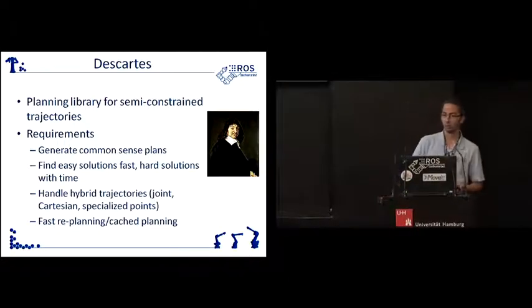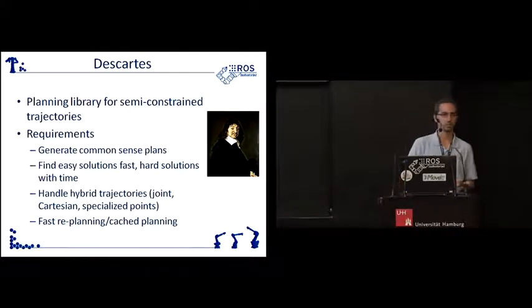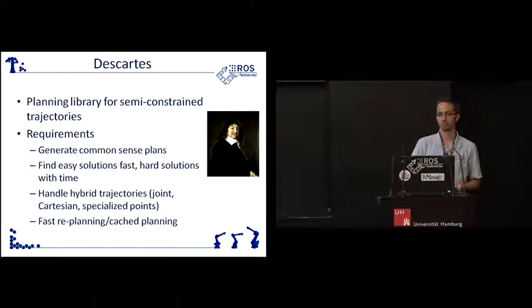We had some requirements. So again, generate these common sense paths that I was talking about. Find easy solutions fast, but we also want to solve the hard problems, given enough time, right? So that seems tractable. We should be able to find that.